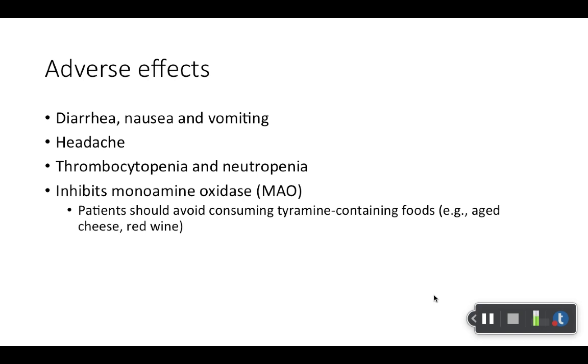So let's say someone had eaten some aged cheese while on this medication, and this will come up in other medications too. You can have a sudden and severe high blood pressure. So it's actually a hypertensive crisis that happens, or you can cause serotonin syndrome. So its inhibition of the MAO is a big deal.